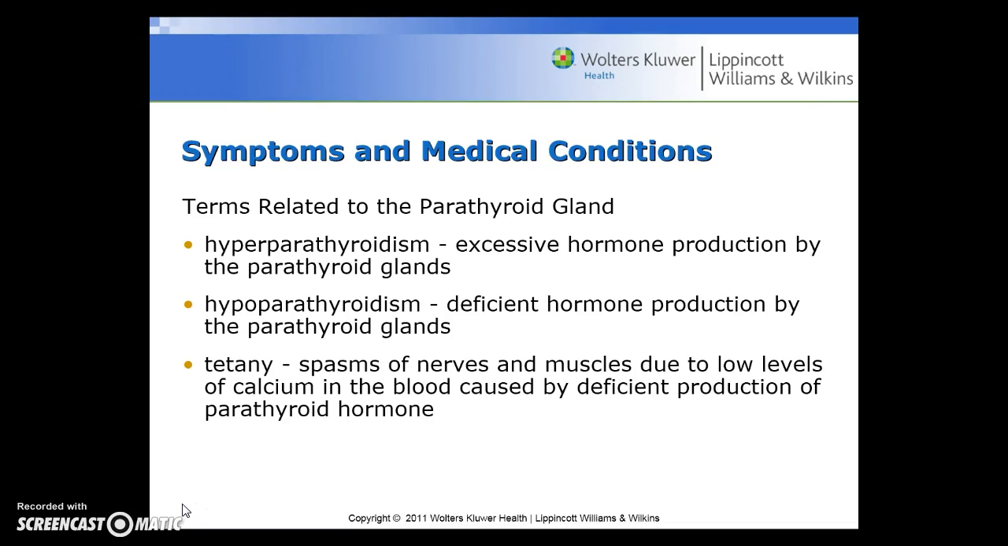Hyperparathyroidism is the excessive hormone production by the parathyroid glands. Hypoparathyroidism is a deficient hormone production by the parathyroid glands. Tetany are spasms of nerves and muscles due to low levels of calcium in the blood, and it's caused by the deficient production of parathyroid hormone.